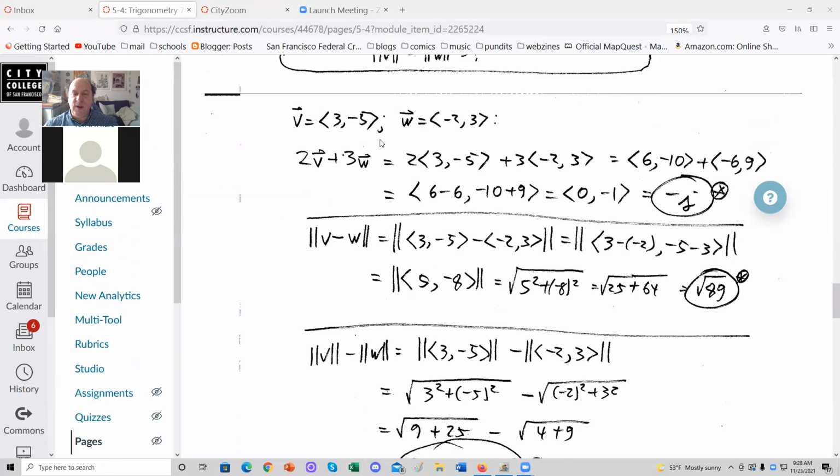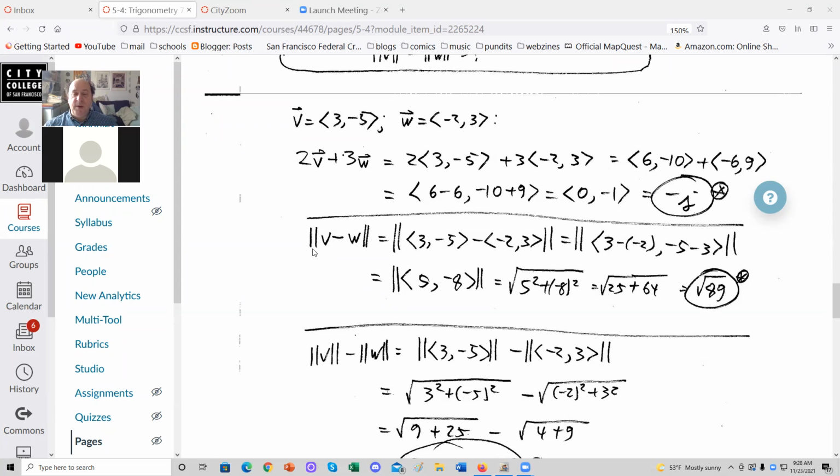2u plus 3w: 2 times 3 by -5 plus 3 times -2 by 3. Multiply 2 by each of these and you get 6 by -10. Multiply 3 by each of these and you get -6 by 9. Add them, we add components. 6 minus 6, -10 plus 9 comes to 0 by -1, aka -j.